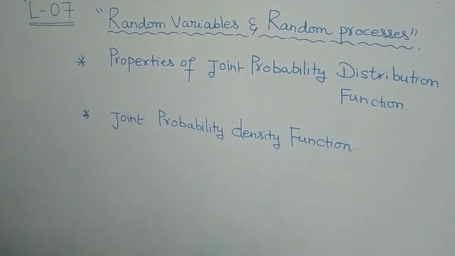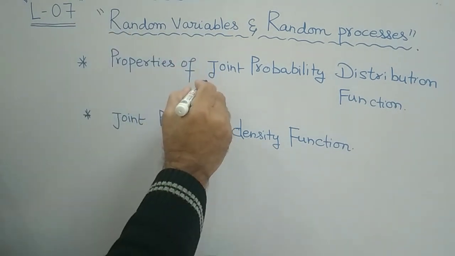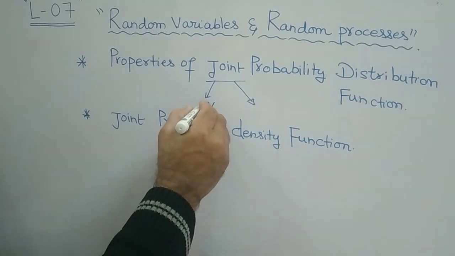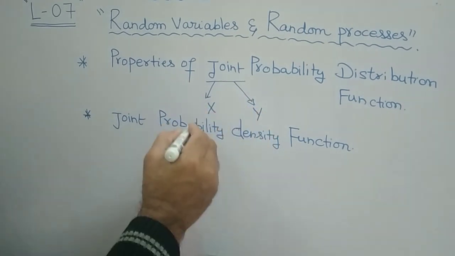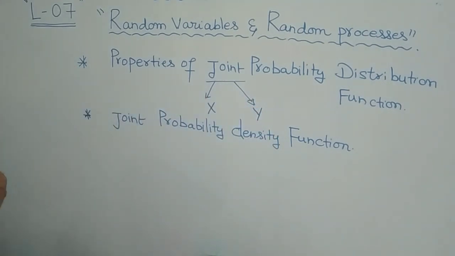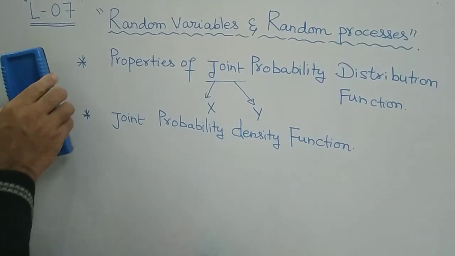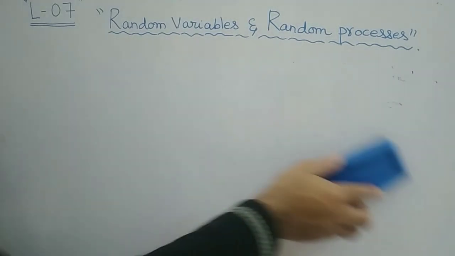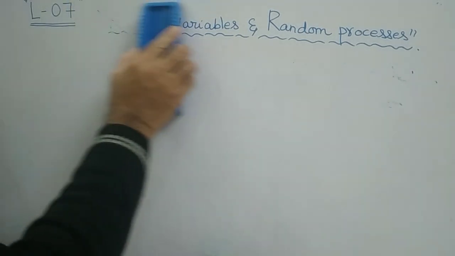What do you mean by joint? Joint means we need two random variables. We are considering them as x and y. These are the two random variables as far as your subject and examination point of view are concerned. Let us remember that we will consider only two random variables, x and y, not more than that. It can be extended to n number of random variables, nothing wrong in that. Just recall the definition.